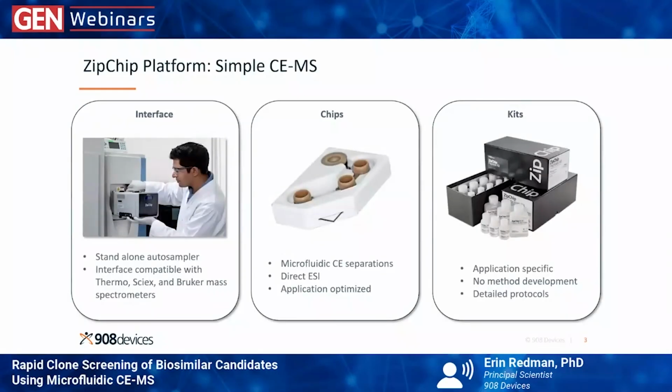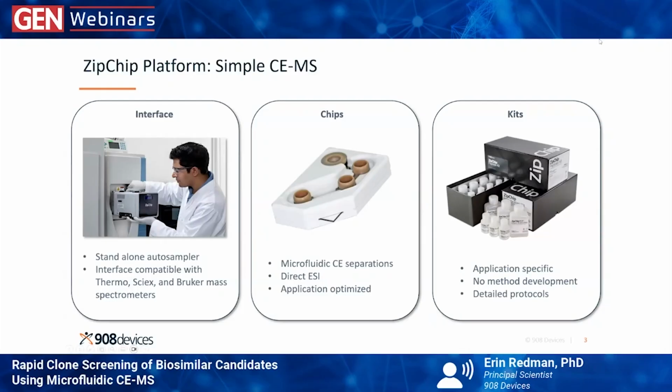The ZipChip platform is a simple CE interface for commercial mass spectrometers. It consists of the interface, the chips that perform the separation, and assay kits. The interface fits onto the front of mass spectrometers just like a source, and it makes all of the necessary gas and electrical connections when it's installed.